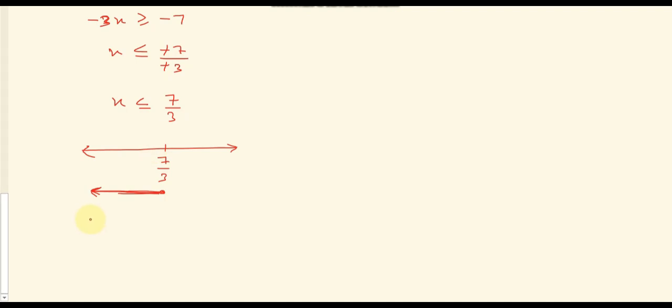Now let's write this solution in the form of brackets. x belongs to, here we have a round bracket, minus infinity, to 7 by 3. Now 7 by 3 is included in the value of x. To show this, after writing 7 by 3 we take a square bracket, and this square bracket indicates that 7 by 3 is included in the value of x, and also all the numbers from minus infinity to 7 by 3 are solutions of x.